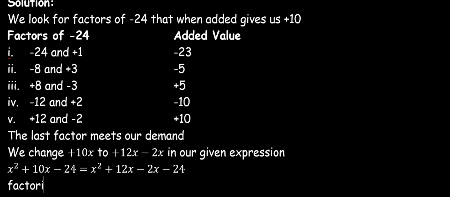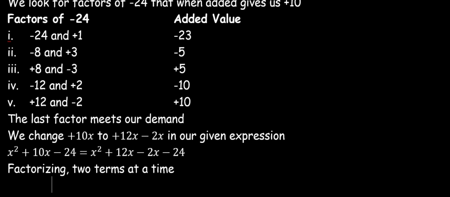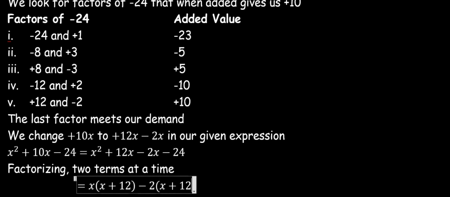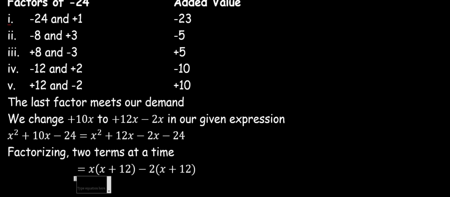Factorizing 2 terms at a time, we have factor out x in the first case. We now have x into bracket open x plus 12 bracket close, then minus 2 into bracket open x plus 12 bracket close. Then we can now factor out x plus 12. So we now have it as x plus 12 bracket open and close into x minus 2.